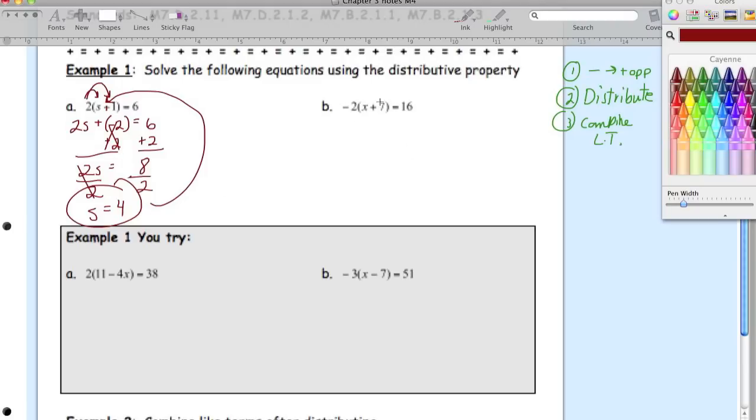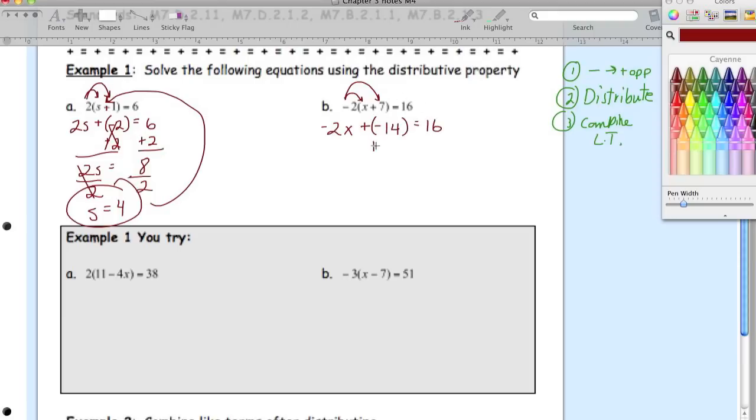All right, so letter B. Again, it's an expression. We want to focus on simplifying each side of the equal sign. First, no subtraction signs to change to add the opposite. Second is to distribute, which we do have. Negative 2 times x is negative 2x. Plus sign comes down, negative 2 times 7 is negative 14. Equals 16 because there's nothing to simplify here.